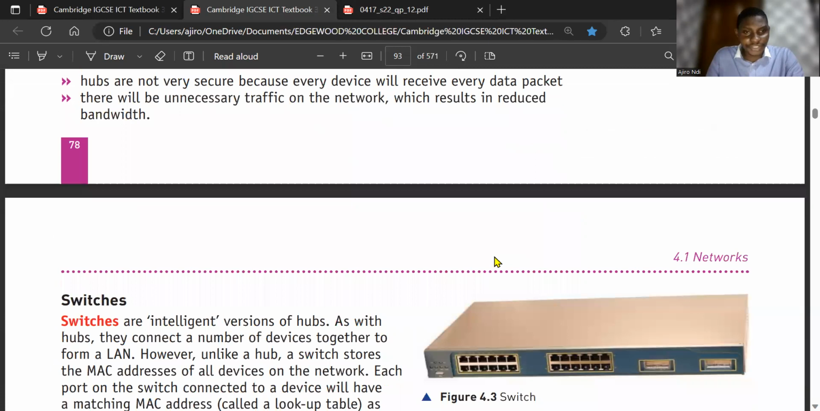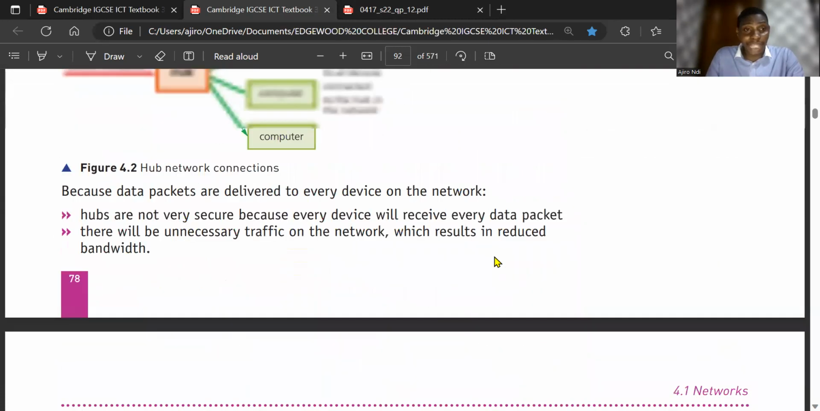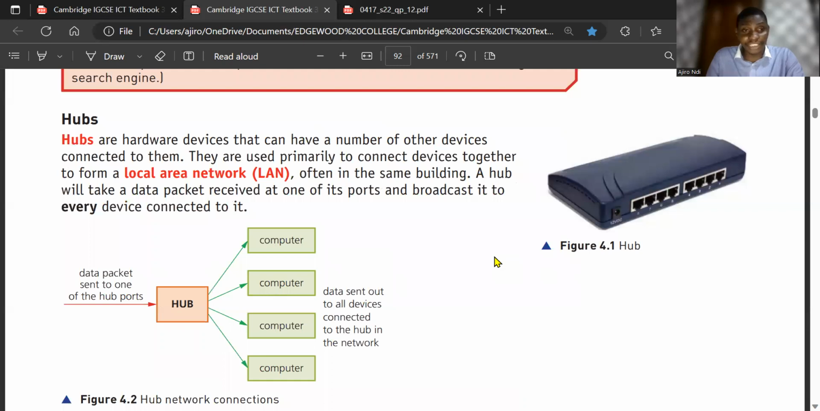Your hubs, switches. Now, by the way, since we're looking at chapter 4, let's do a brief summary of chapter 4. For hubs, these are hardware. When you talk about network devices, what they simply mean are hardware devices, right? So invariably, they can have a number of other devices connected to them. Hubs are the same thing with switch. They primarily connect devices together to form what we call a LAN, local area network, which is the kind of network that you can access within a building.